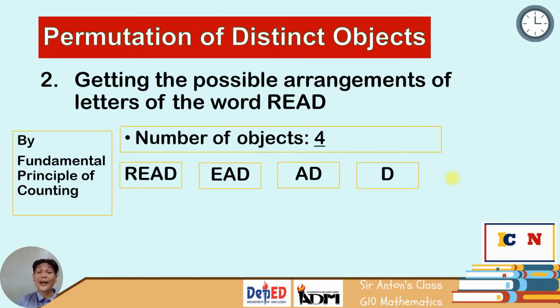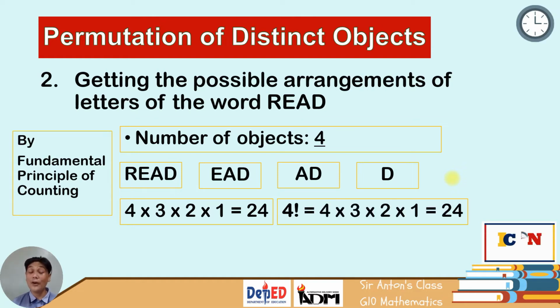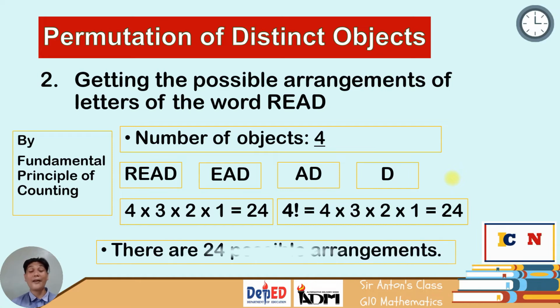So if you're going to look at the number of letters, first 4, then 3, then 2, then 1, by fundamental counting principle, it will become 4 times 3 times 2 times 1, which is 24. So there are 24 arrangements, or we can make use of the factorial. 4 factorial is equal to 4 times 3 times 2 times 1 equals 24, which means there are 24 possible arrangements of the letters of the word read.